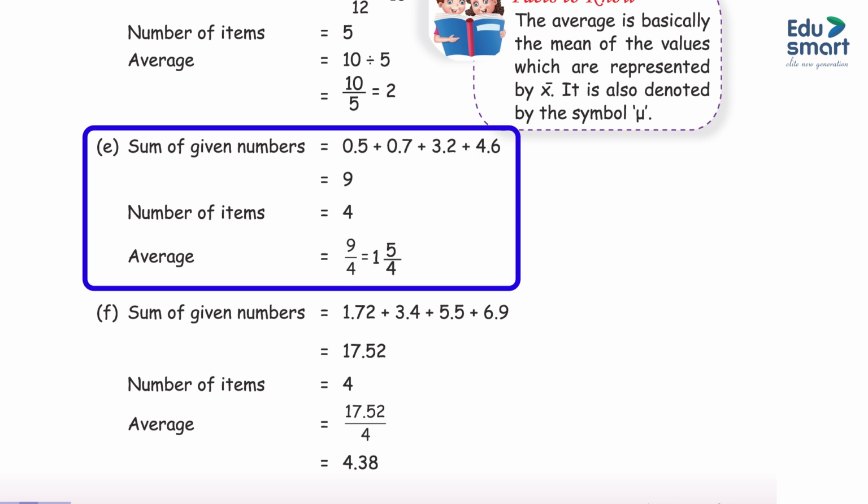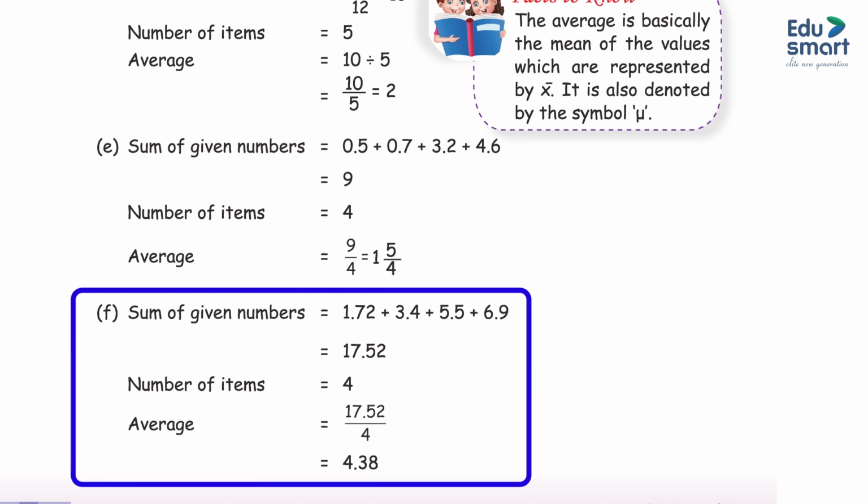E. Sum of given numbers 0.5 plus 0.7 plus 3.2 plus 4.6 is 9. Number of items 4. Average 9 upon 4 equals 1.5. F. Sum of given numbers 1.72 plus 3.4 plus 5.5 plus 6.9 is 17.52. Number of items 4. Average 17.52 upon 4 equals 4.38.